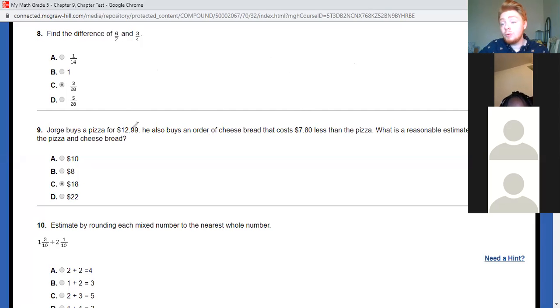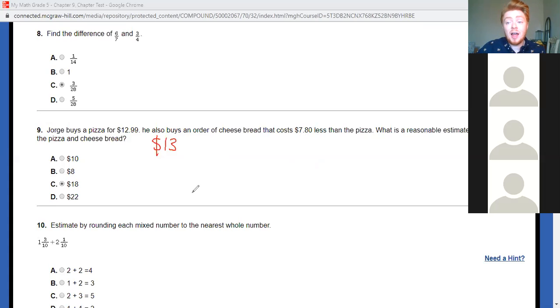If I round a pizza that's $12.99, can I safely assume that it's gonna be about $13? Yeah, because that's 1 penny away from $13. So I can just say that's $13. If he also buys cheesy bread for $7.80 less, I can round $7.80 to a whole number too. Demaya, can I turn $7.80 into $7 or $8? 8, exactly. Because I'm only 20 cents away from $8. That's 2 dimes. That's nothing. However, I'm like 3/4 and a nickel away from 7, so that one's too far away.